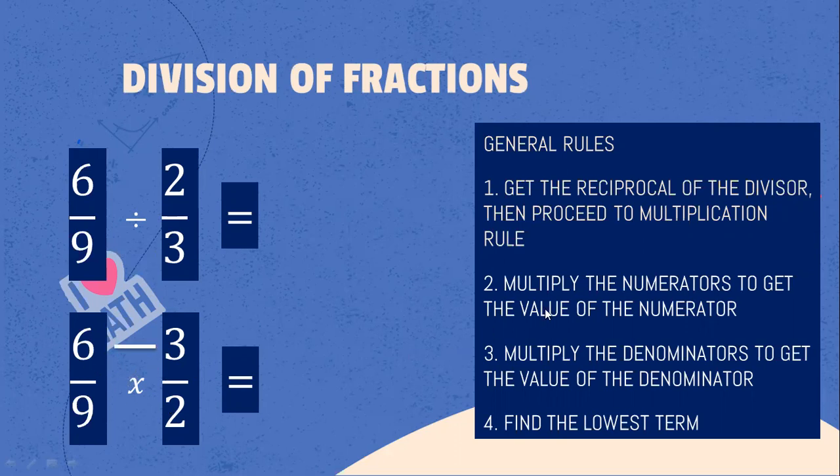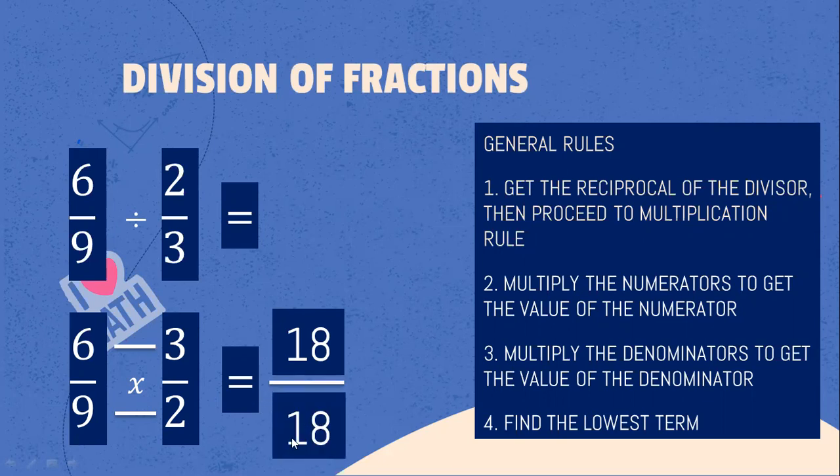We will be multiplying the numerators to get the value of the numerator. 6 multiplied by 3, that is 18. Then we multiply the denominators to get the value of the denominator. 9 multiplied by 2, that is 18. Then we find the lowest term. What is the lowest term of 18/18? 18 divided by 18 is 1. That's why our final answer is 1. 6/9 divided by 2/3, the answer is 18/18 or 1.